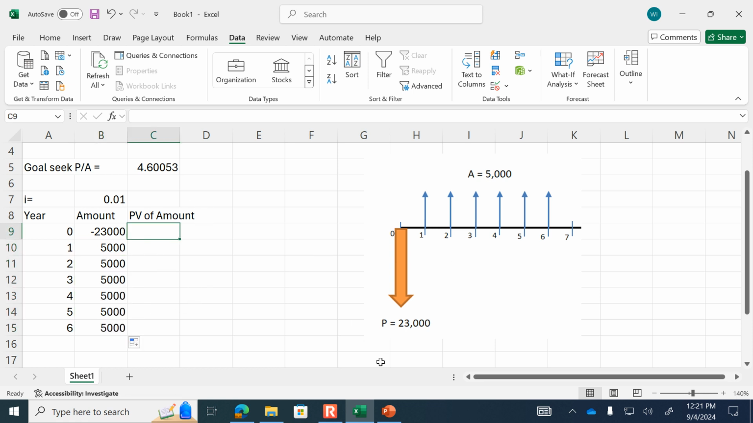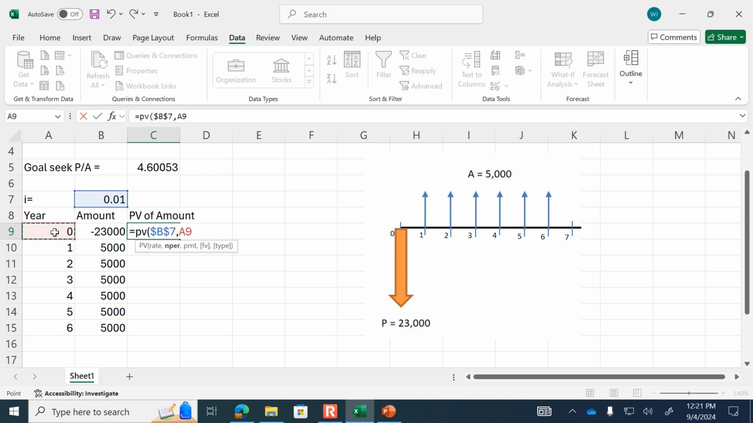Okay, the PV of the amount equals PV of, I'll use this interest rate. I'm pressing F4 to anchor the reference, as it's called. With these dollar signs, it'll know to always look in cell B7. Even if I drag the formula down, it's always going to look in cell B7. Okay, number of periods, that's just n, which year you're in. So I'm in year 0 for this row, the next row I'll be in year 1, and so on.